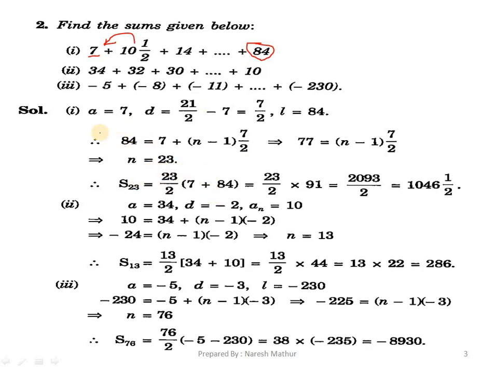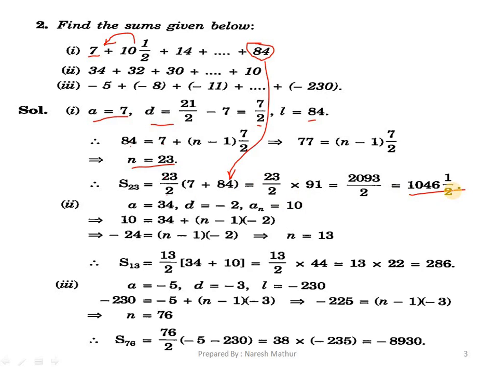So let's see what we did in the first question. a equals 7, d is 10.5 minus 7, which is 3.5, and 3.5 can be written as 7 by 2, and the last term is given as 84. an equals a plus (n minus 1)d. Just apply this simple formula, and we can get the value of n from here. Now put the value of n in the formula of Sn. Sn equals n by 2 (a plus an). Now see, we are using this value directly in the place of the last term, and a is 7. Just solve it so that we can get the final answer.